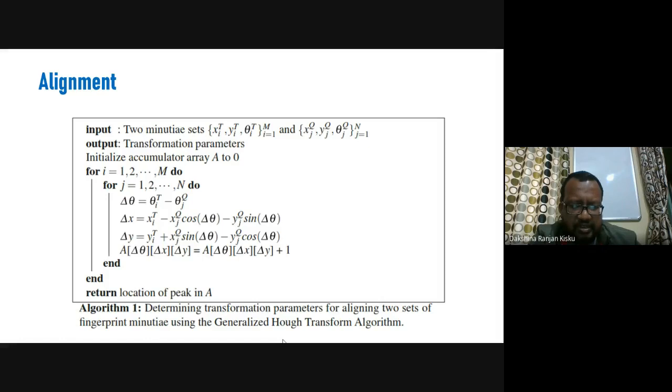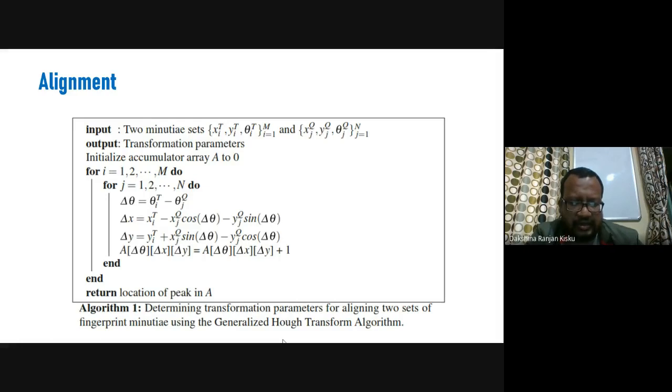What does delta theta represent? Delta theta represents the deviation between the orientations of the corresponding two points. For every i in the first minutiae set, we can obtain the deviation for all the j. So if we consider one minutiae point in the first minutiae set and all the minutiae points in the second minutiae set, then the deviations will be calculated in terms of orientation. This deviation of orientation is represented by delta theta.